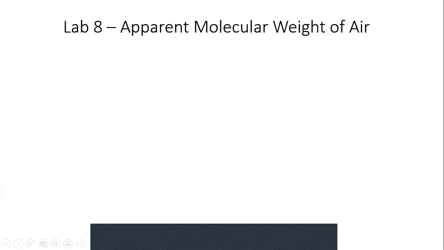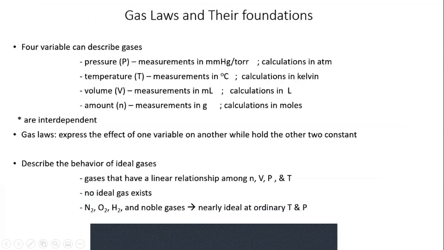So this is lab 8, apparent molecular weight of air. We only have 2 more labs left after this one in our laboratory series, so we're getting near the end. And so we'll be looking at gas laws, and just to summarize the different properties of gases, there are 4 ways you can describe a gas. You can describe a gas from its pressure, temperature, volume, and amount.